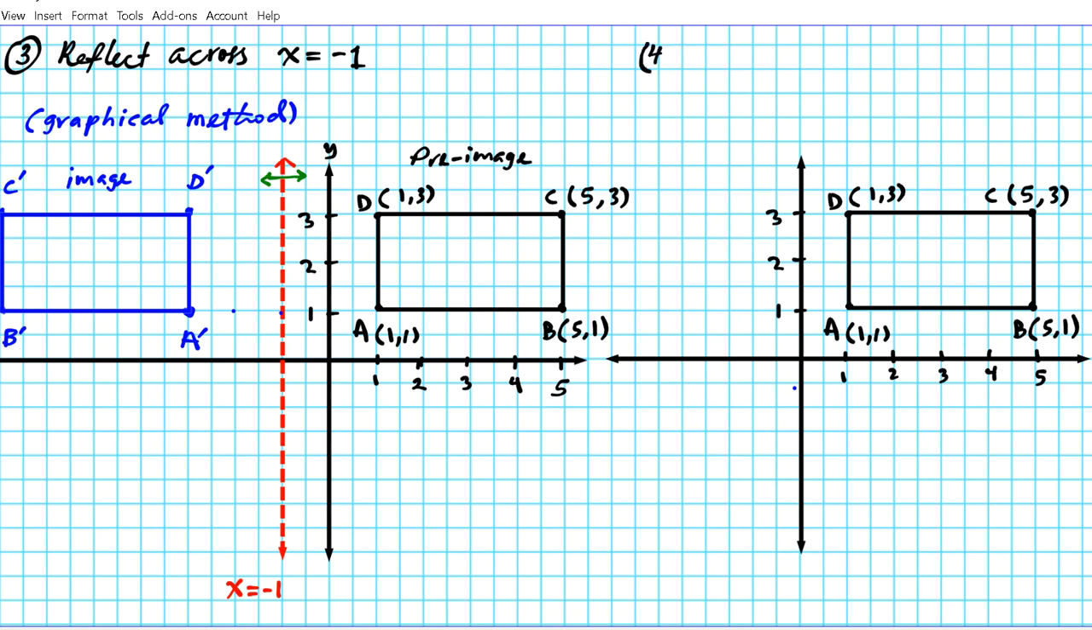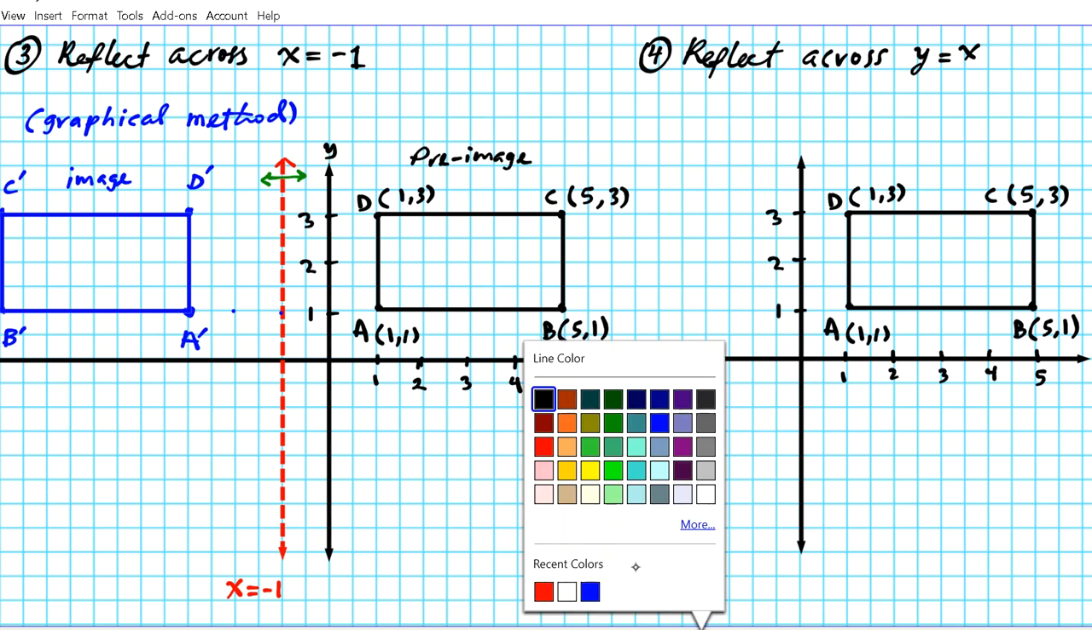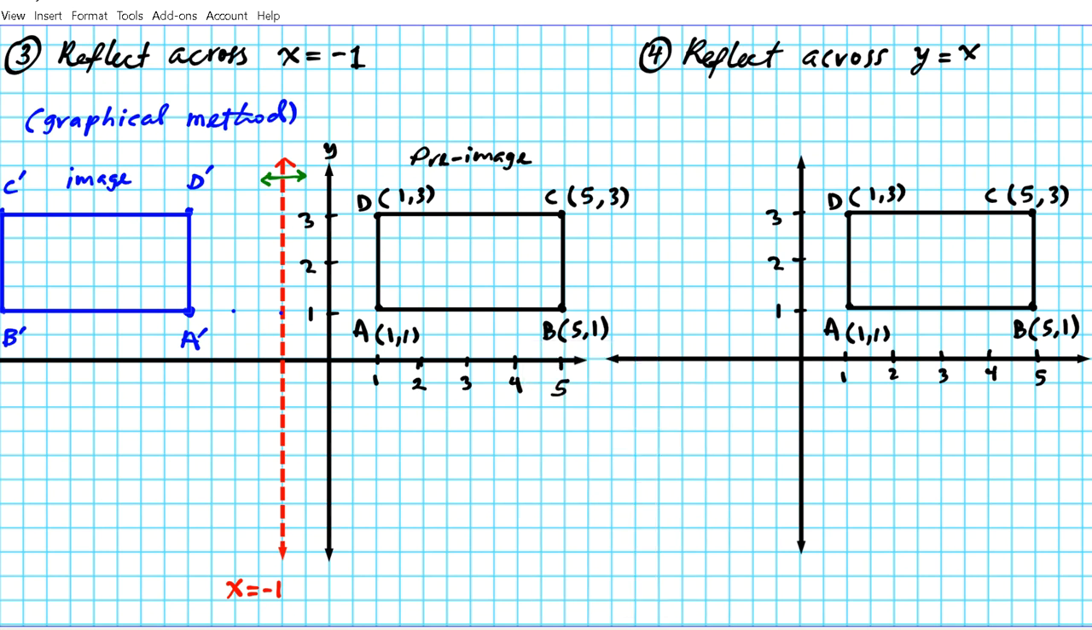So for problem 4, we're going to be reflecting across a slanted line. So we're going to reflect across the line y equals x. Okay? All right, so the line y equals x is a slanted line. It has a slope of 1 and a y-intercept of 0. So let's go ahead and draw the line. It's basically an upward sloping line that splits your coordinate plane into 2 equal halves. You can view it as a diagonal line.